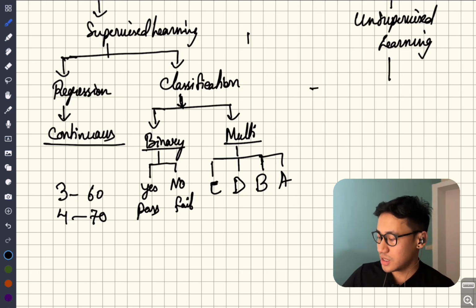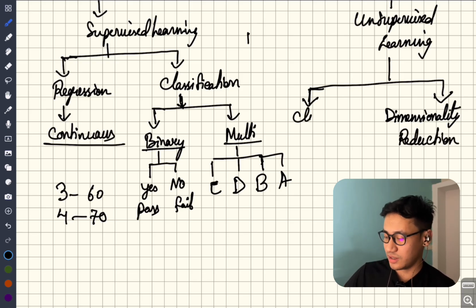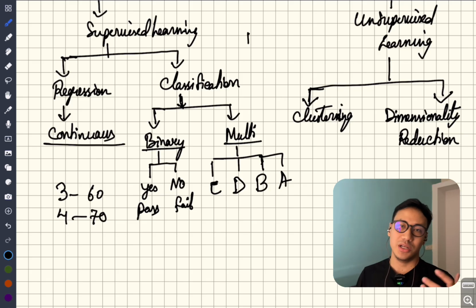Next comes unsupervised learning. In unsupervised learning, we do two things. One is dimensionality reduction, and one is clustering. So what exactly do we do in clustering and what exactly do we do in dimensionality reduction? In clustering, we don't need any answer. We don't expect any answer.